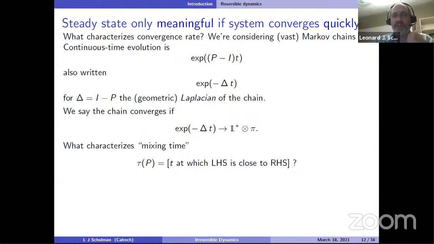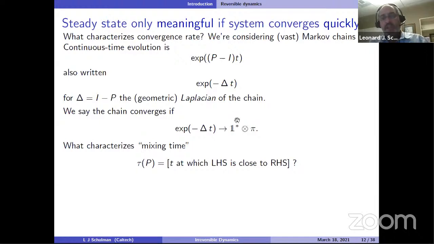So what does characterize the convergence rate? We have this large Markov chain. Let's suppose it's a continuous time evolution. Continuous time evolution of a Markov chain is given, and again, I hope you can see my mouse, by this exponential. You have the kernel, you exponentiate this kernel of the time evolution, and the kernel is the Laplacian. What's the Laplacian? It's P, the transition probability matrix, minus the identity. So this gives the continuous time Markov chain for the time evolution of your system. Also written, I'll use this delta throughout the talk to represent the Laplacian.